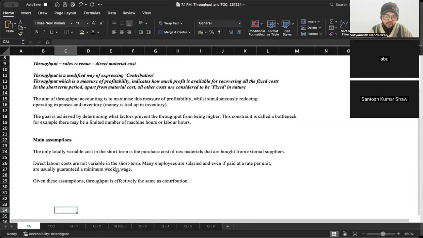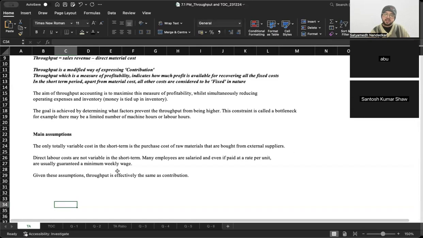The aim of throughput accounting is to maximize this measure of profitability while simultaneously reducing operating expenses and inventory. Okay. So, if I want to reduce my operating expenses, one way for that would be to first of all have a better prediction of the total demand. Once I have a better prediction of the demand, my material cost expenses would also flow in that particular fashion.